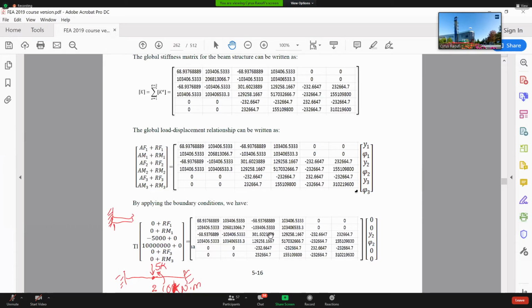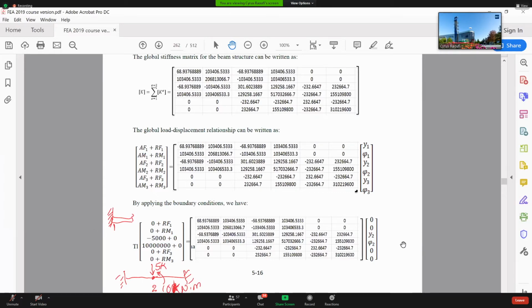Now, the rest is straightforward. How many unknowns do you have? 1, 2, 3, 4, 5, 6. You have 6 unknowns and you have a 6 by 6 matrix. It means that 6 equations. All you need to do is write the code and solve the problem.